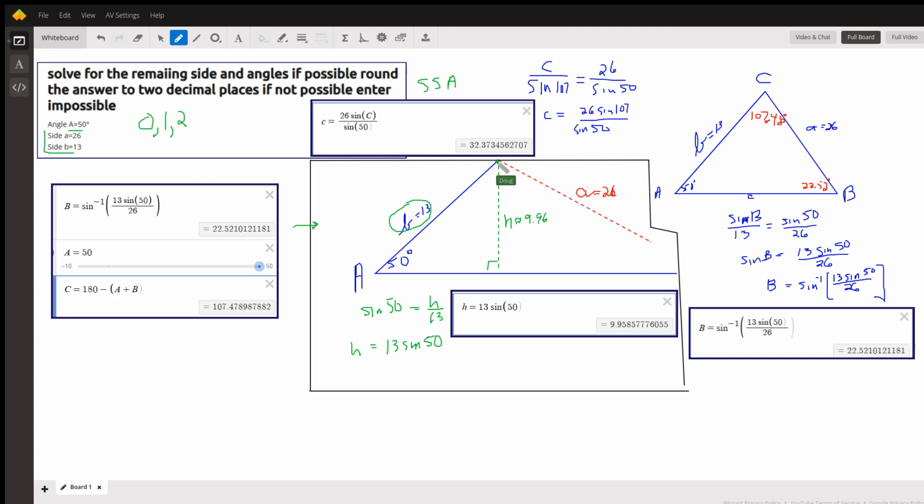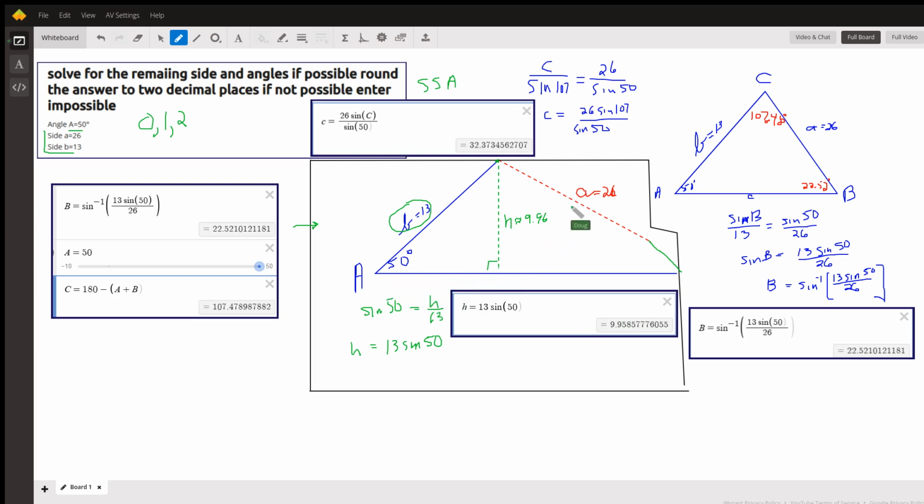So if a is not long enough to reach this side, that is, if it's shorter than 9.96, it won't reach. But if it's greater than 9.96, there's going to be at least one triangle because it's going to be able to hit. It's longer than this altitude. But if you picture it swinging this way, if a is greater than 13, it's going to miss this side right here.